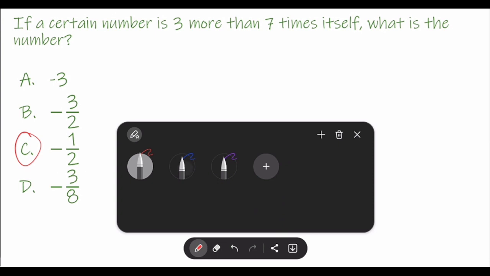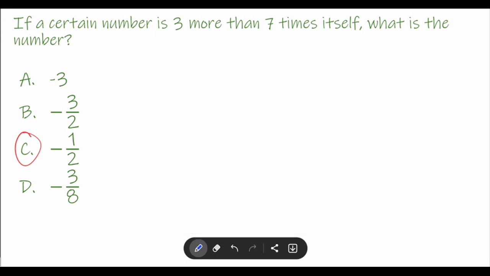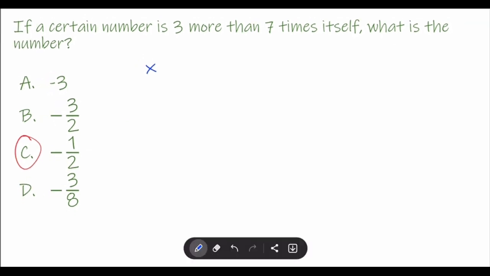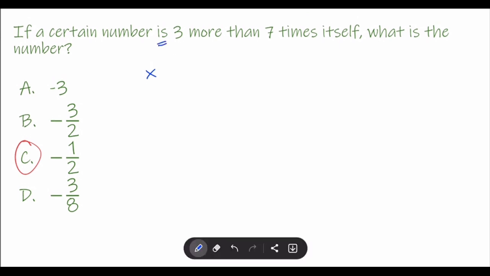Let me show you how to solve this. We're going to assign a variable to the number. If a certain number, I'm going to name it x. You can always use any letter or representation for that number. So if you say "is," that means equals, and then 3 more than, so it's 3, and "more than" means plus.